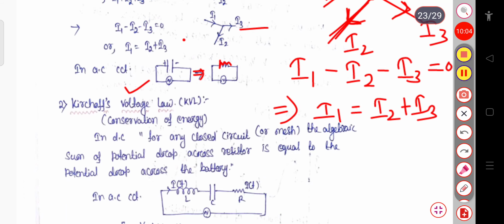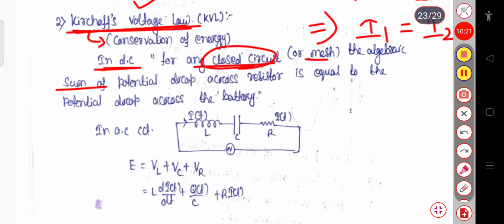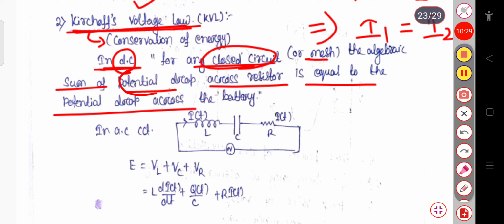Now we will see what Kirchhoff's voltage law is. This Kirchhoff's voltage law leads to the conservation of energy. In case of direct current, for any closed circuit, which is also known as a mesh, the algebraic sum of the potential drops across the resistors is equal to the potential drop across the battery. So in case of direct current, the algebraic sum of the potential drops across the resistors will be equal to the potential drop across the battery.